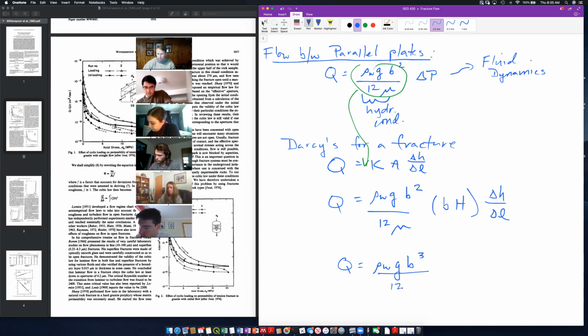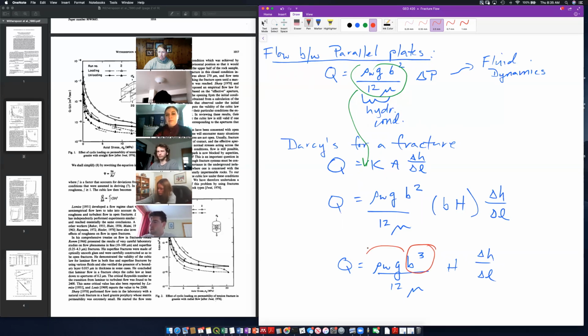Over 12 mu, delta H delta L. So this relationship, that the discharge is a function of the aperture cubed, this gets called the cubic law. All right, and it basically says that our discharge out of a single fracture is a function of the cube of the aperture.